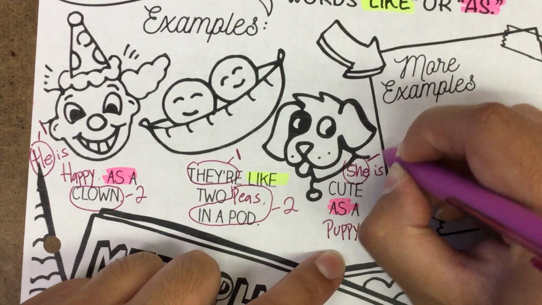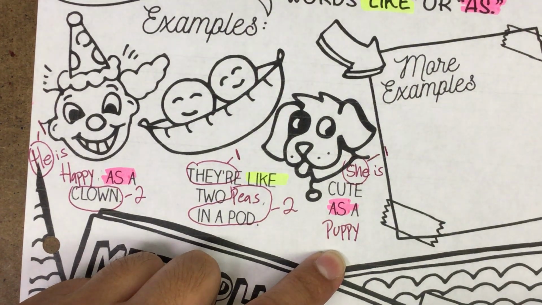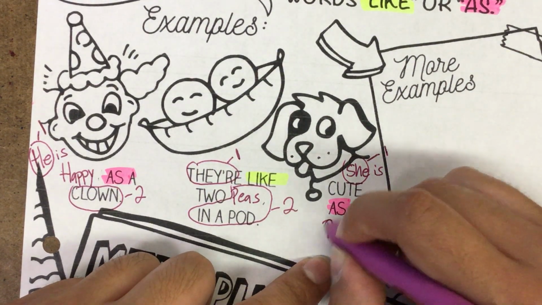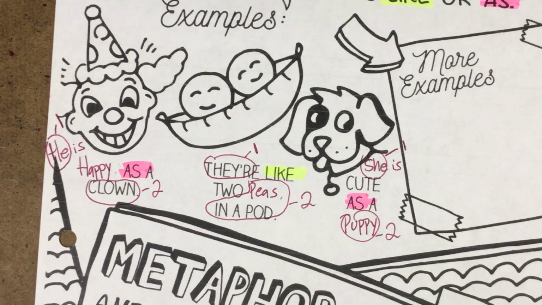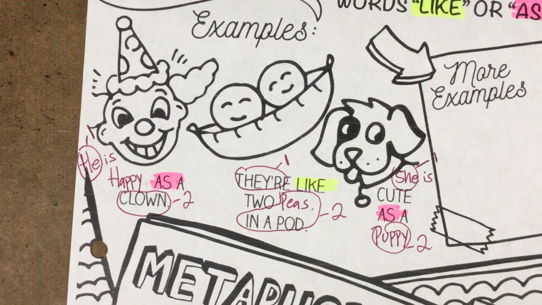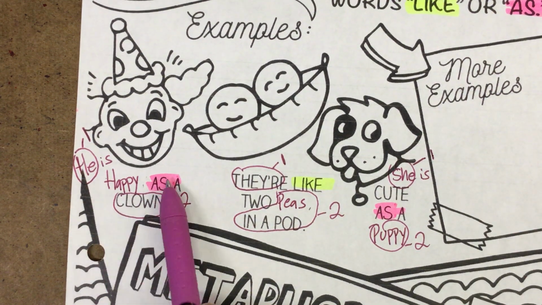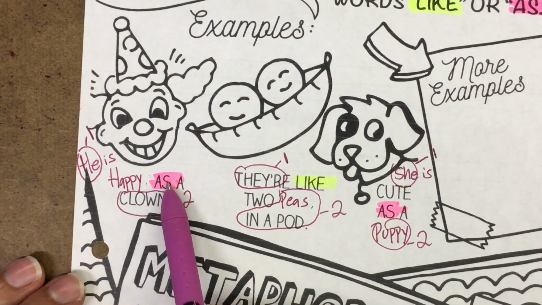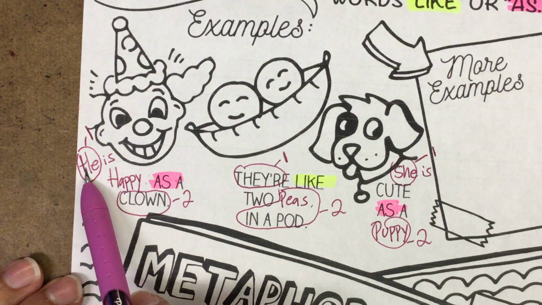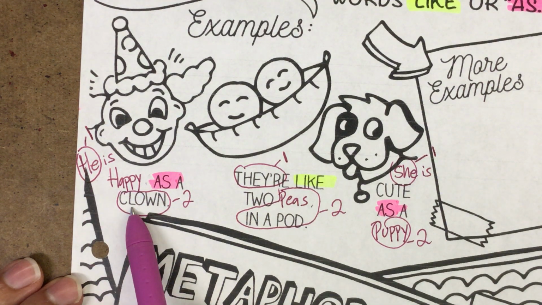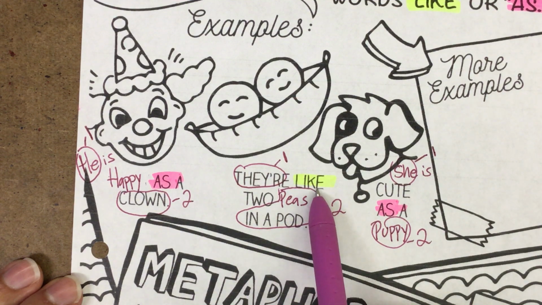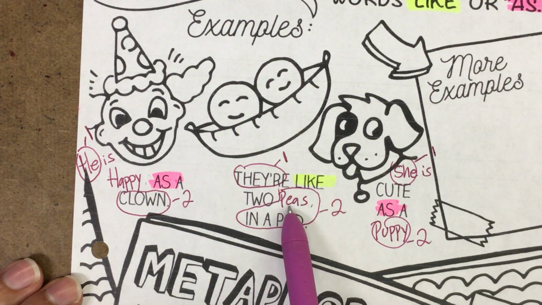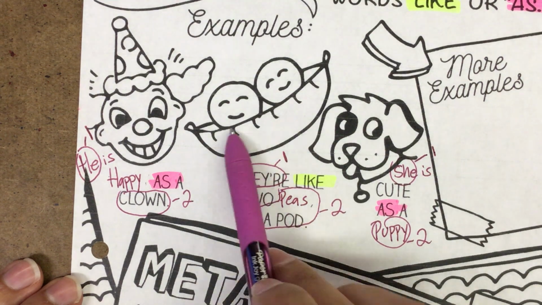So she and a puppy. So once again, please have this on your paper. He is happy as a clown. Our clue word is as, and this boy is being compared to a clown. They are like two peas in a pod, using the clue word like, but they're comparing two people to two peas in a pod, meaning they're identical.